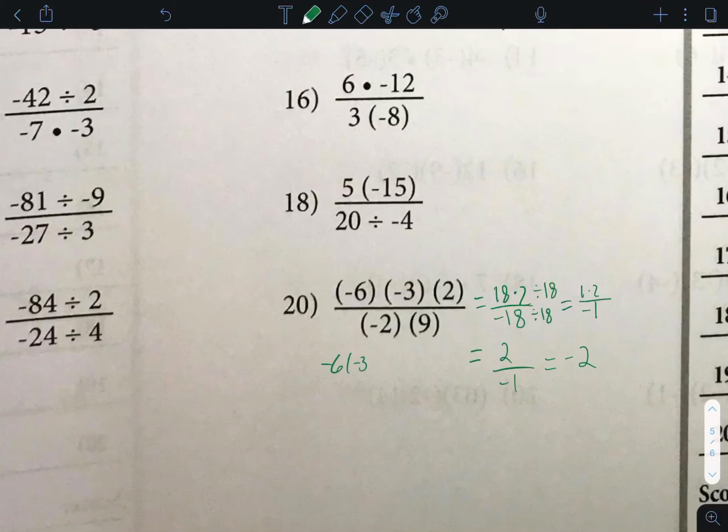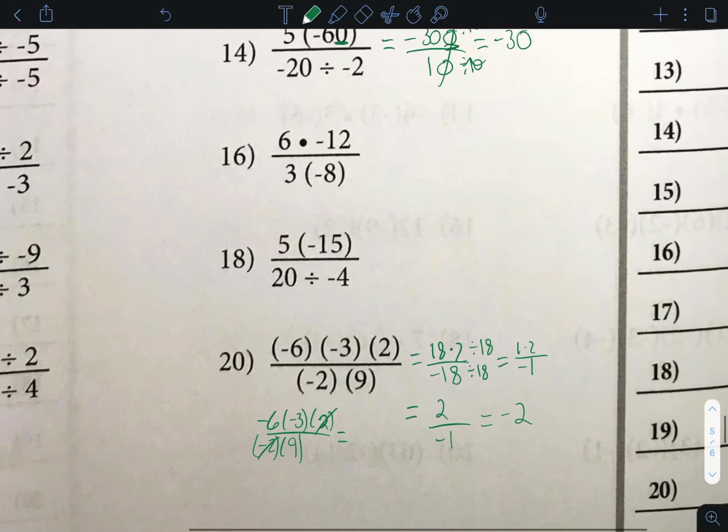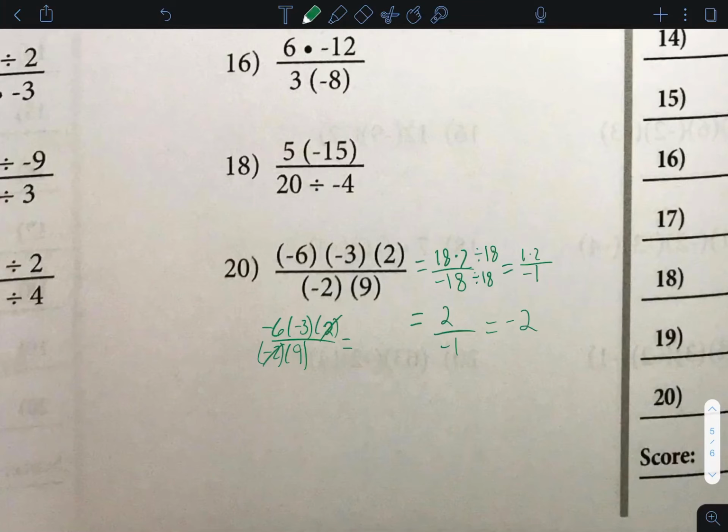negative 6 times negative 3 times 2 divided by negative 2 times 9 equals, we see a 2 on the top and the bottom, so I can cancel those out. The negative is going to stay, but those 2's can go away because they balance each other out. Then I have a 3 on top and a 9 on the bottom. Well, before we even do that, we have 2 negatives on top, so those 2 negatives make a positive. I have a 3 on top and a 9 on the bottom. 3 and 9 can both be reduced by 3.